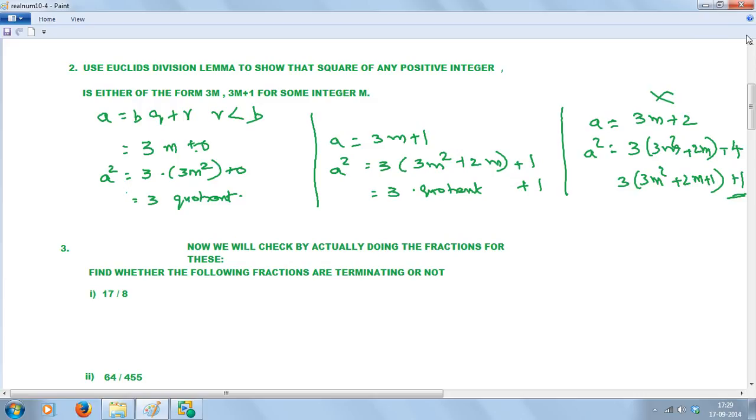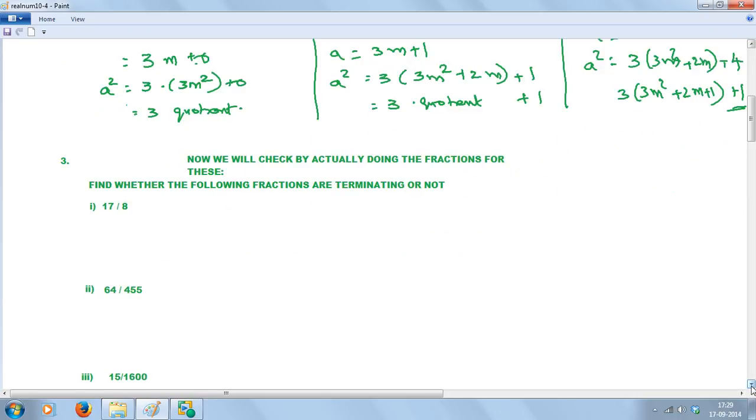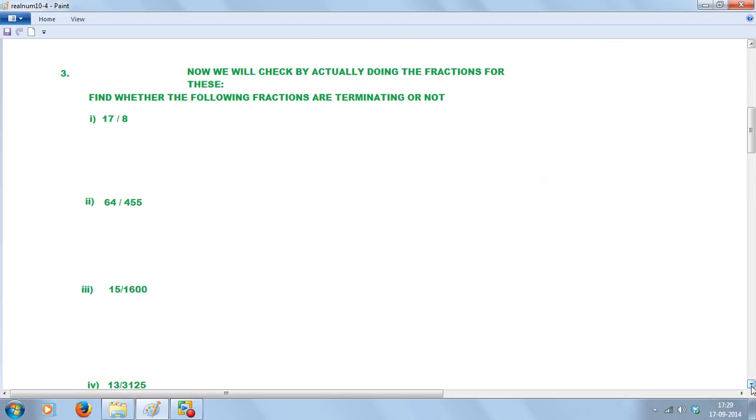Next problem. For the given fractions, check whether the following fractions are terminating or not. First we will check whether the decimals are terminating or not, and then we can actually work it out. Check now 17 divided by 8. If we divide, it is 2.125.